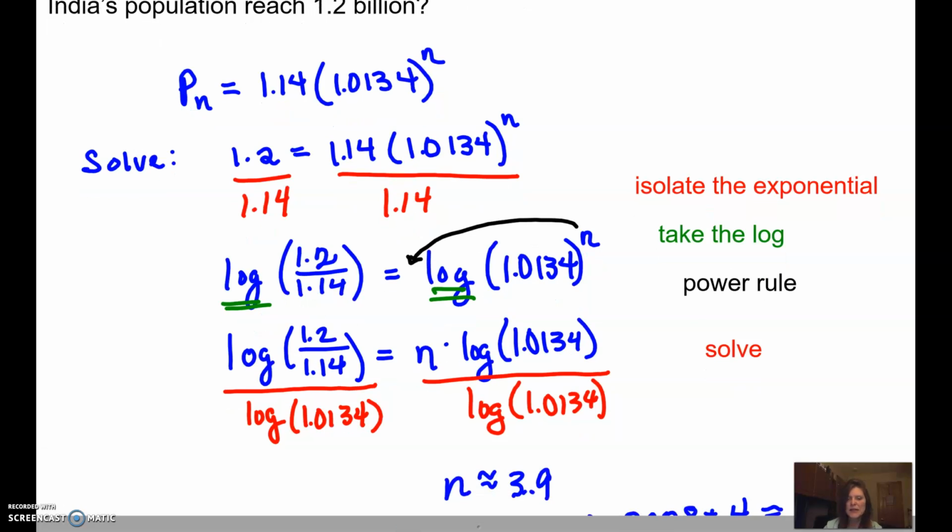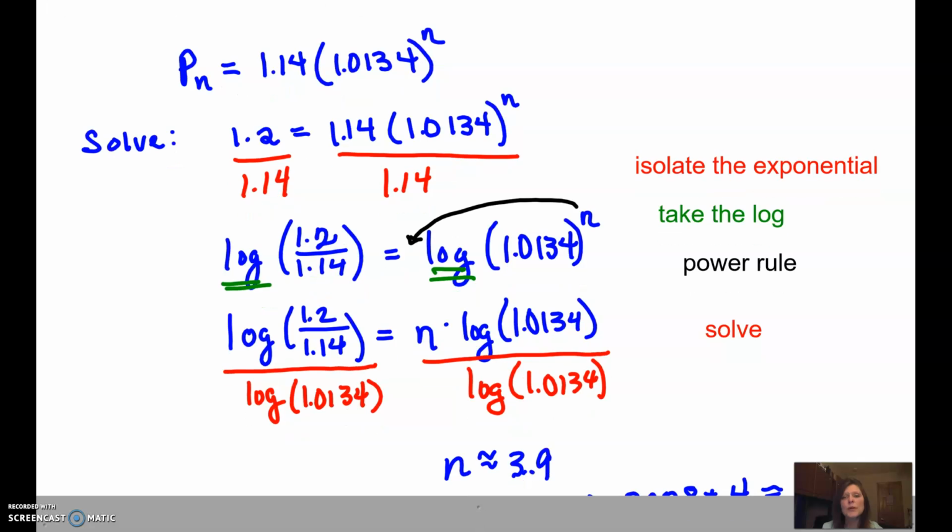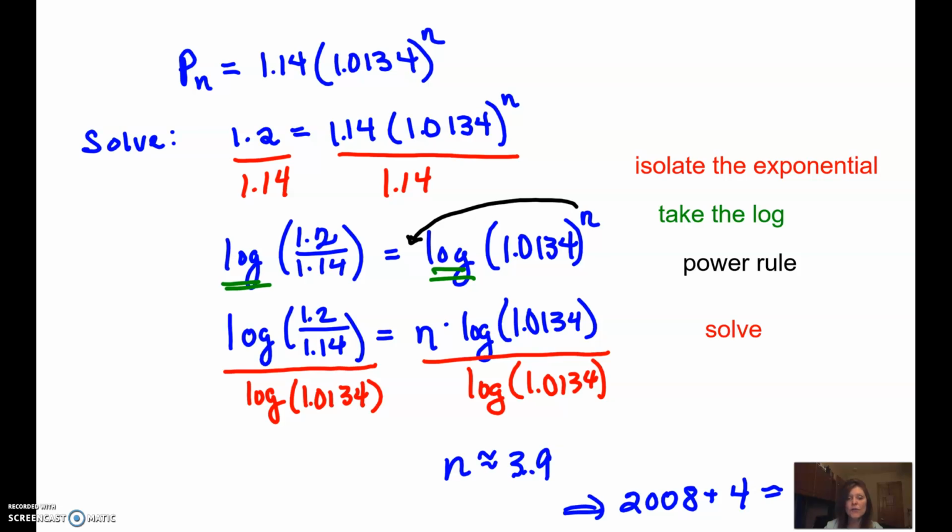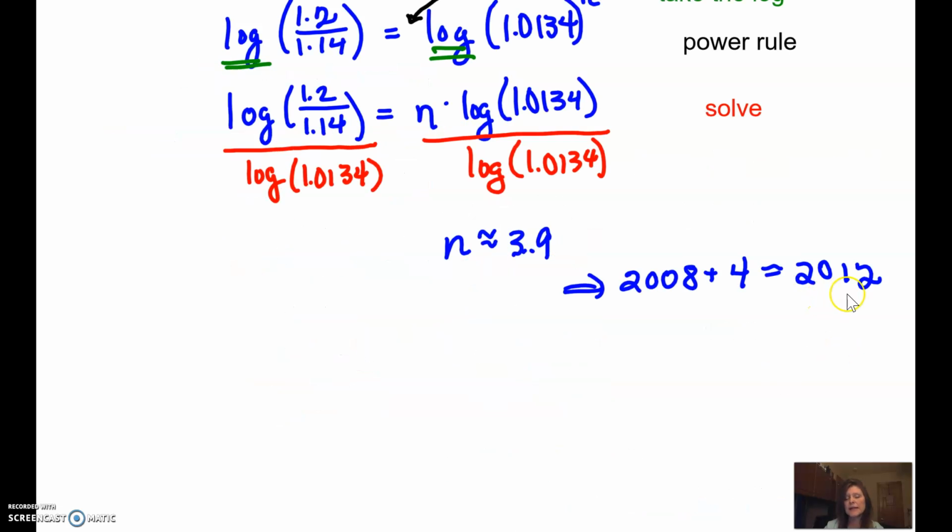You want to use your calculator here, right? And then I'm going to get approximately 3.9. Well, that's not the answer. They were asking for what year. What year would we have this? 3.9 is not a year. It's 3.9 years since or after 2008. So we're going to add that to 2008. I'm going to call it 4, which would land me at 2012.